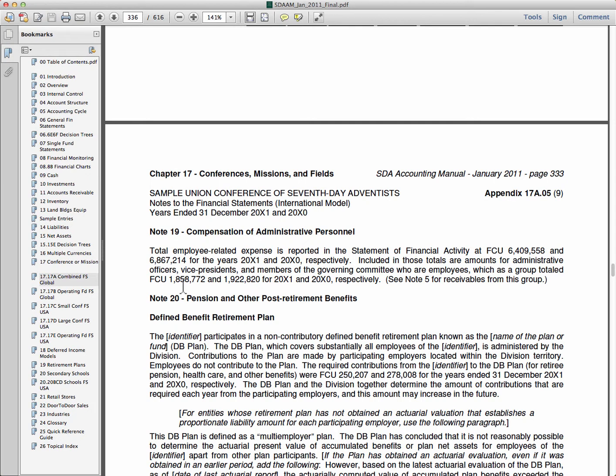And I mention this here because it's not related to accounts receivable. However, it is related to this idea of what is an administrative employee and segregating out their accounts receivable, segregating out their loans receivable, and here we have to segregate out their salaries and their total employee cost.